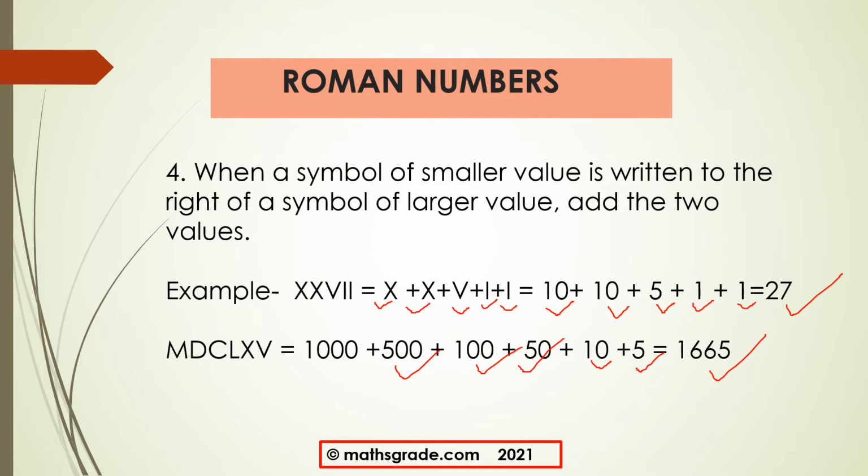So when a smaller value is written to the right side of the bigger numeral, then we have to add the values of those Roman numerals.